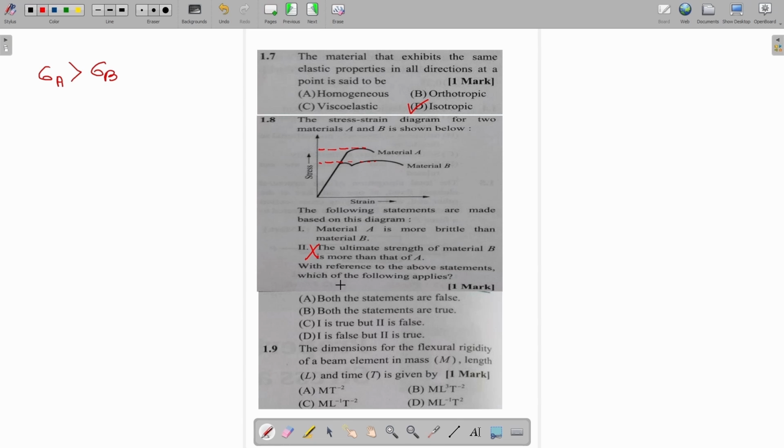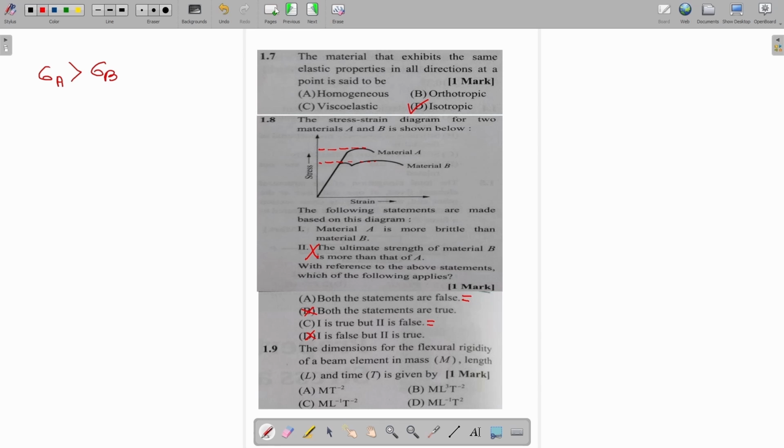Okay, now if we just match the following options: both the statements are false, both the statements are true, one is true and two is false, one is false and two is true. So we don't know if it is this one or both the statements are false. Okay, this and this have also been eliminated. It may be A or C. Now to differentiate between these two, we are going to consider the first one. Material A is more brittle than material B. Okay, now we are going to verify this.